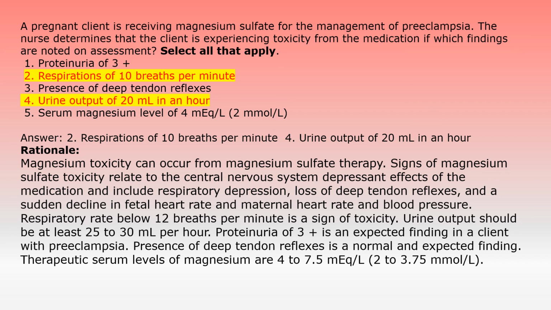Respiratory rate below 12 breaths per minute is a sign of toxicity. Urine output should be at least 25 to 30 milliliters per hour. Proteinuria of 3 plus is an expected finding in a client with preeclampsia. Presence of deep tendon reflexes is a normal and expected finding. Therapeutic serum levels of magnesium are 4 to 7.5 mEq/L, 2 to 3.75 mmol/L.